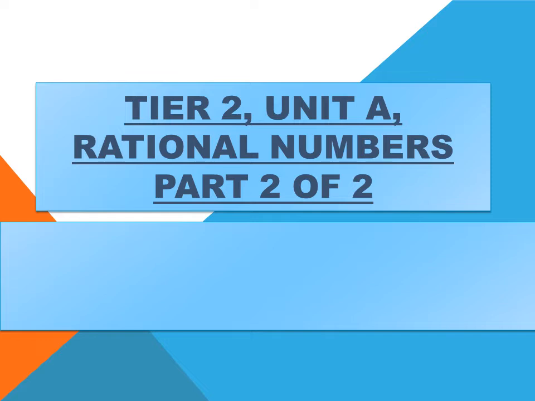In Tier 2 Unit A, our topic of discussion was rational numbers. As I have told you earlier, I have divided this chapter into two parts. We have already discussed the first part in our previous class. Today, we are going to discuss the second part of this chapter.